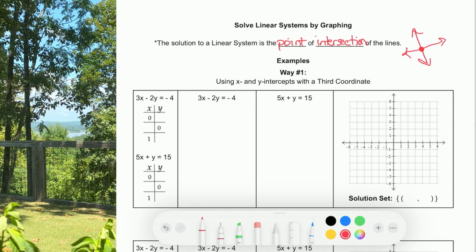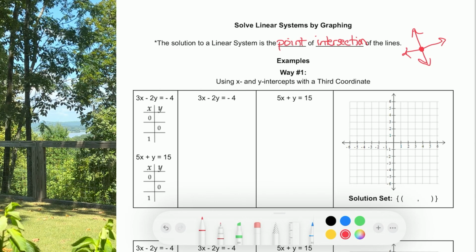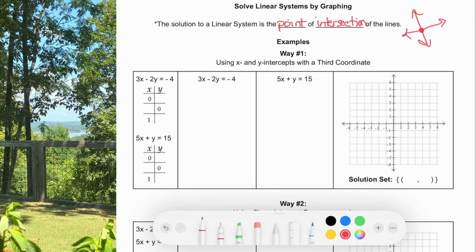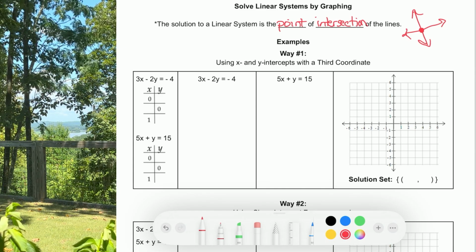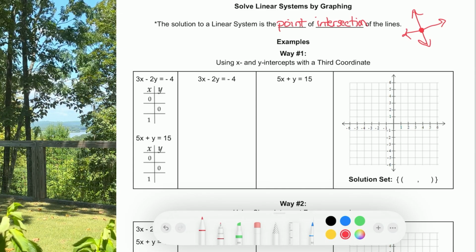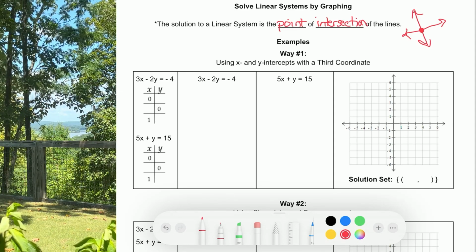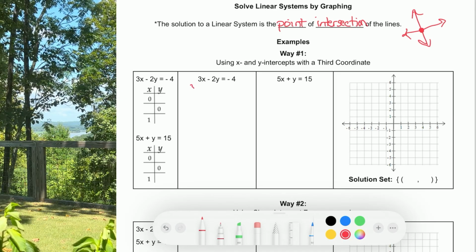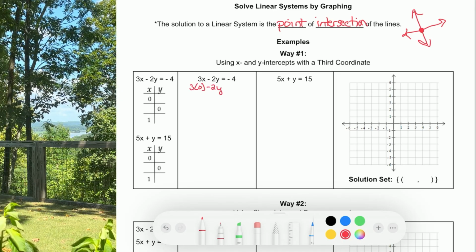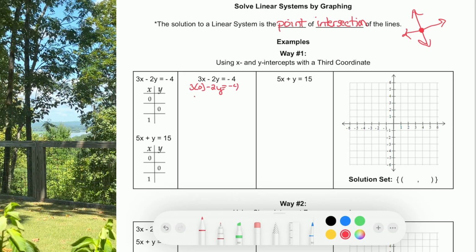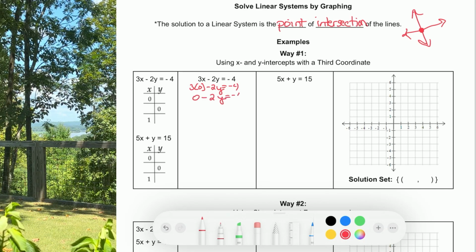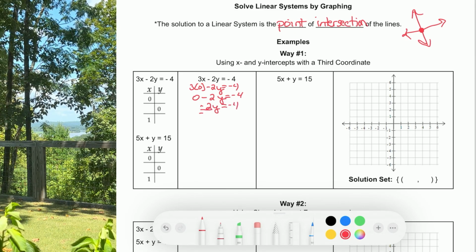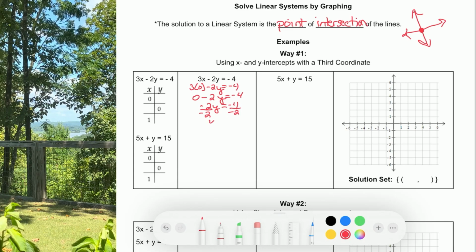Let's look at some examples. We have way number 1, and then we'll look at way number 2 to see a different way that we can kind of look at this. But the first way is we're going to use the x and the y intercepts with a third coordinate, okay? So we're going to plug in 0 for x. So we get 3 times 0 minus 2y equals negative 4. That gives me 0 minus 2y equals negative 4. And then I have negative 2y equals negative 4. I'm going to divide by that negative 2. And I get y equals 2.